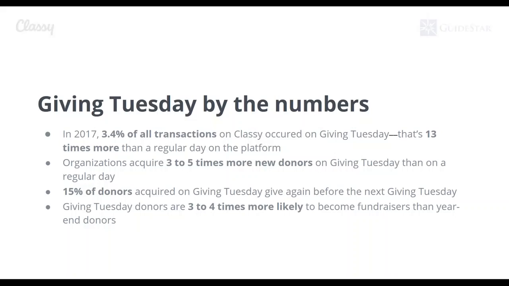Giving Tuesday donors are motivated supporters. Not only are they more likely to give again before your next year-end campaign, but they're also more likely to be fundraisers than other year-end donors, 3 to 4 times more likely, in fact. So both new and returning donors are out there looking to support organizations that they care about. Make sure that they're giving to you.